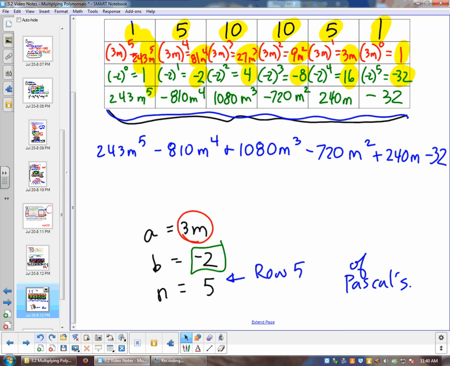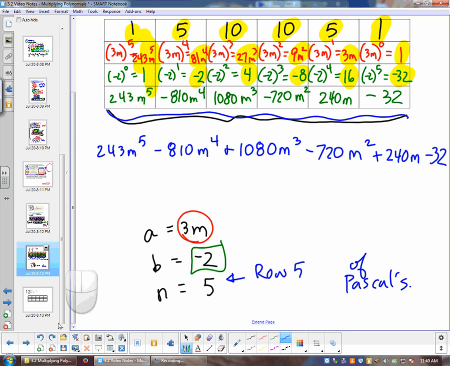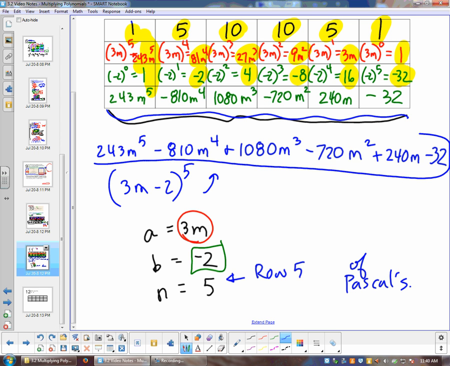Now, this did take a long time, but I think it would take a lot longer if we were doing a brute force method of multiplying out 3m minus 2 times 3m minus 2 times 3m minus 2, 5 times. So again, 3m minus 2 raised to the 5th is going to equal all of this.